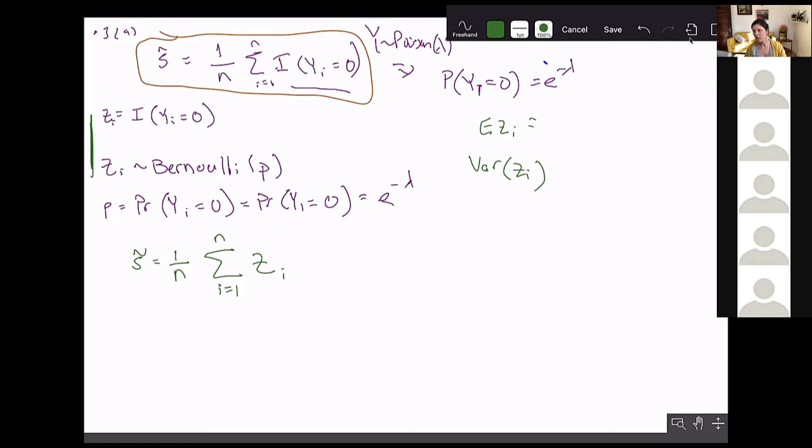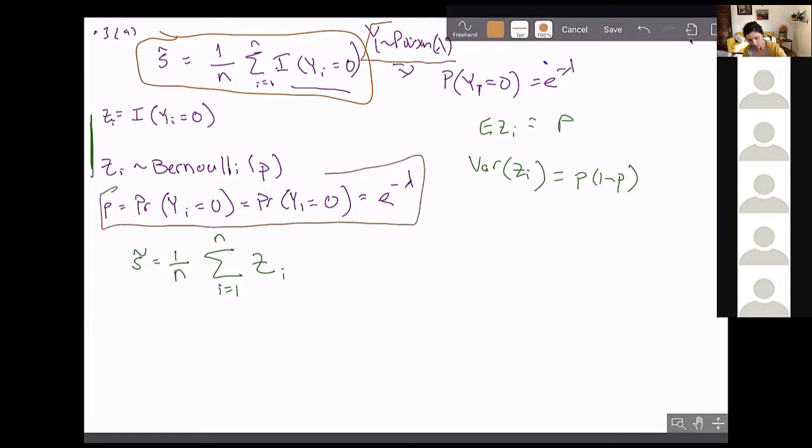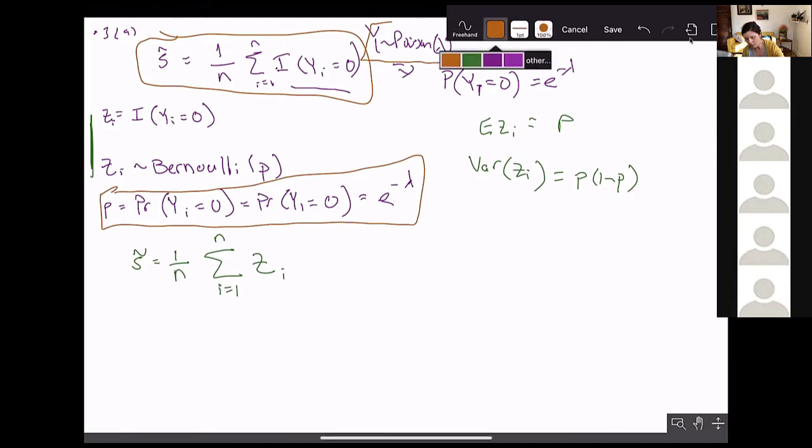P is the expectation and P times 1 minus P is the variance. Yeah, exactly. And we also know what P is in terms of lambda, because we defined that right here. So then what is our expectation of zi in terms of lambda and our variance of zi in terms of lambda?